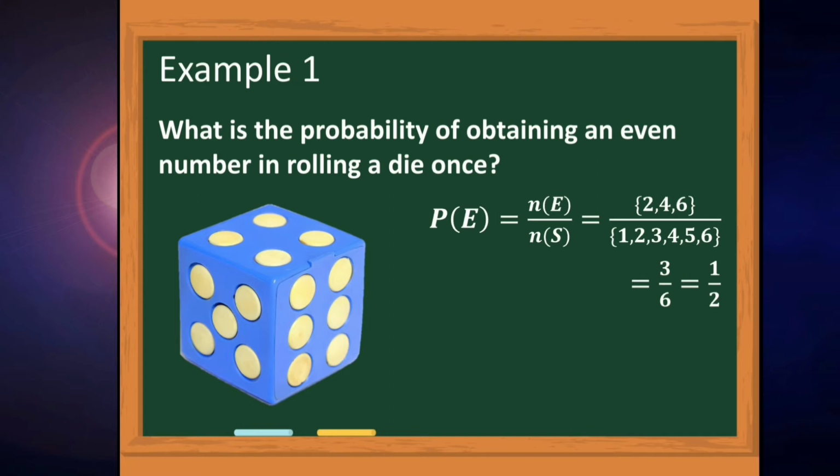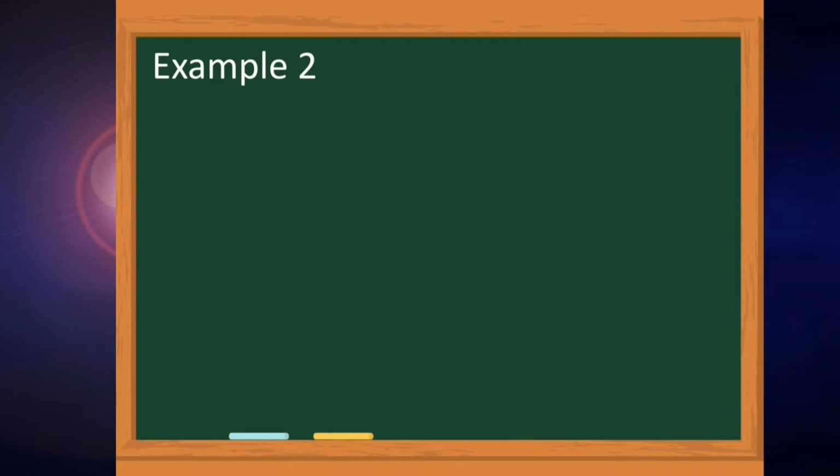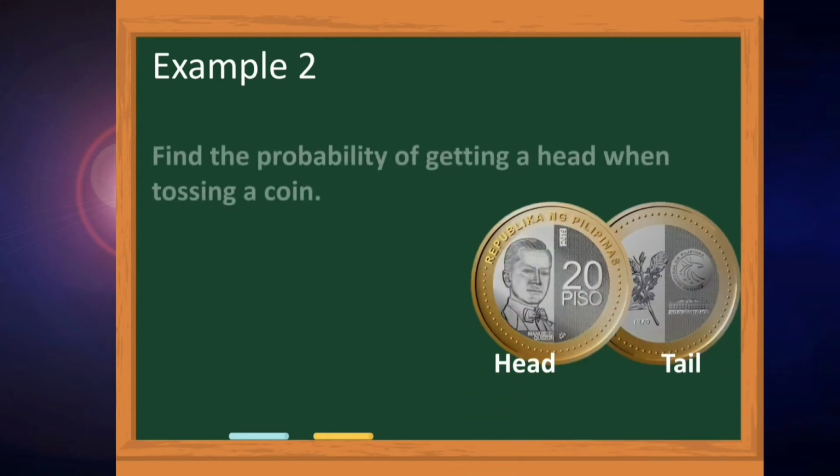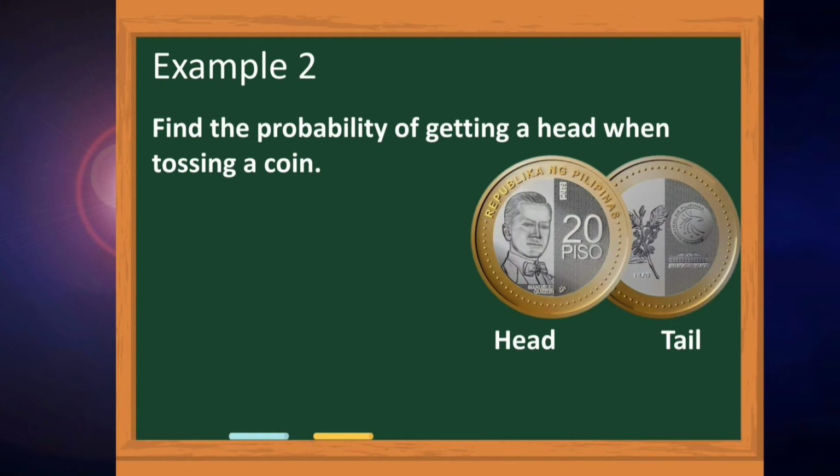This will give us 3 over 6, or it can be reduced to 1 over 2, or in decimal, that is 0.5. In percent, that is 50%. This means we have a 50% chance of obtaining an even number in rolling a die once. Number 2. Find the probability of getting a head when tossing a coin.